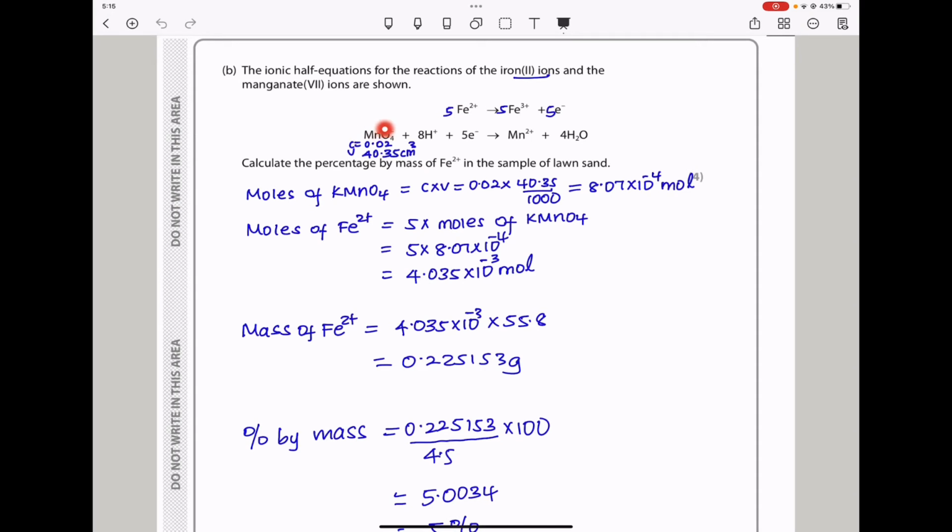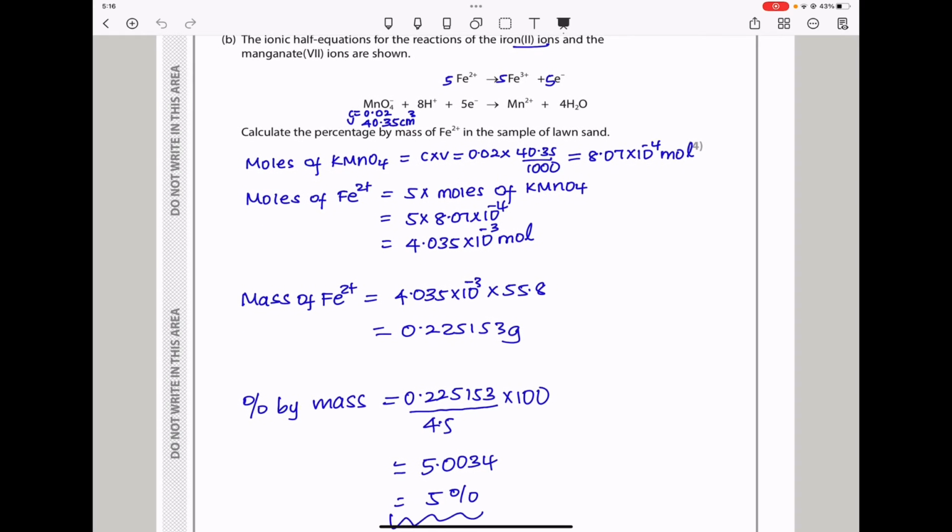Since we have the information for manganate, the concentration is 0.02 and the volume is 40.35. So moles of potassium manganate are going to be concentration times volume, which is 0.02 times 40.35 divided by 1000. We convert this to decimeters cubed, and I got that as the number of moles of potassium manganate. When we look at the mole ratio of manganate to iron, it's going to be 1 to 5. So the moles of iron are going to be 5 times the moles of potassium manganate, giving me 4.035 times 10 to the power negative 3 mole.